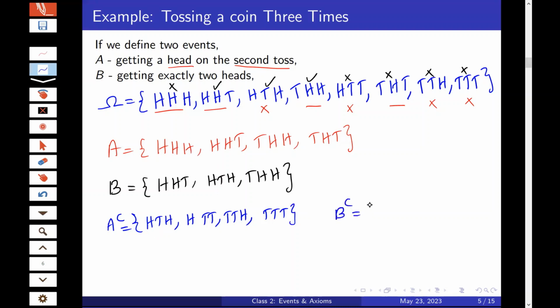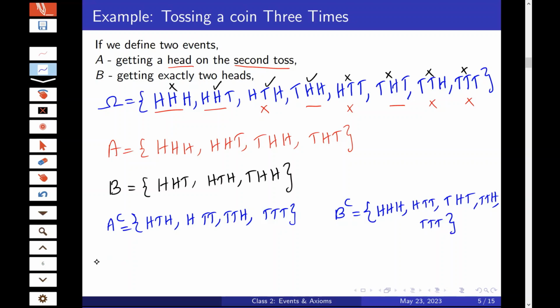Similarly, let's write down B complement. So B complement means the items not in B. So HHH, HTT, HTHT, THT, TTH, and finally TTT.